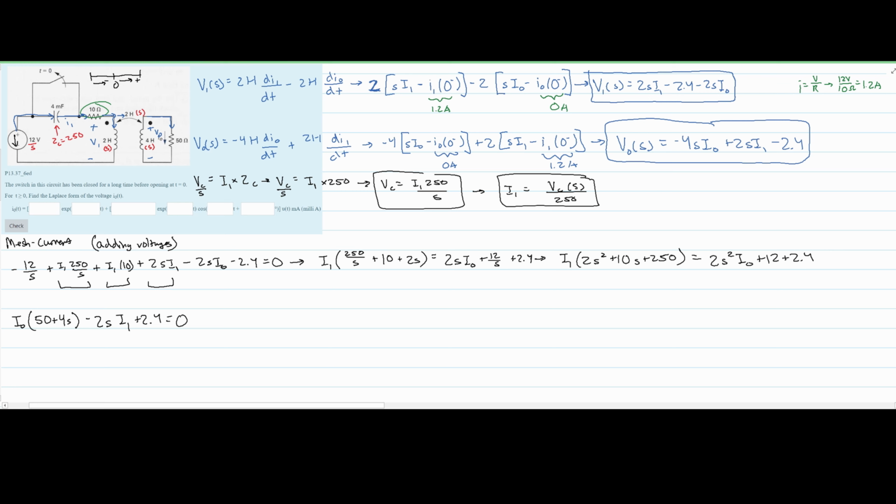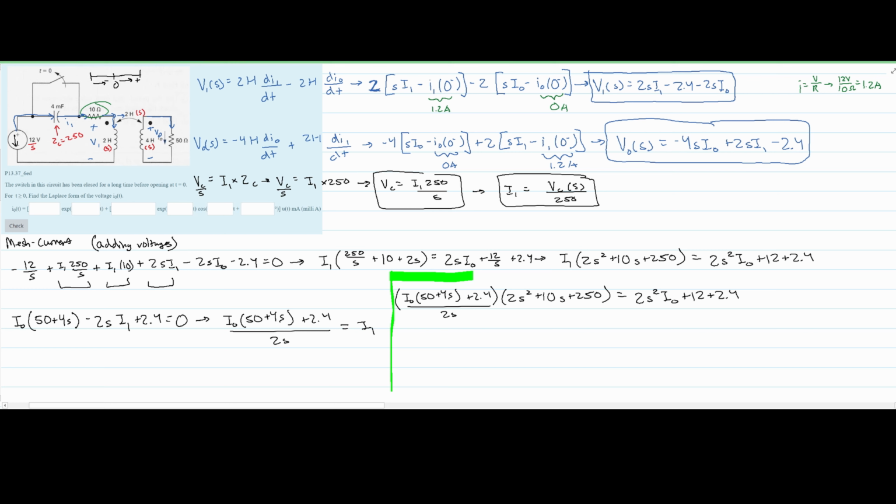So after this all equals 0, we can move stuff around. We're going to want to solve for I1 here so that we can plug it in to our equation up here. So we can write that we have an I0, we have a 50 plus 4S, and then we have a plus 2.4 divided by 2S, and this is all equal to our I1. So that is our equation, and then we could plug it into here.